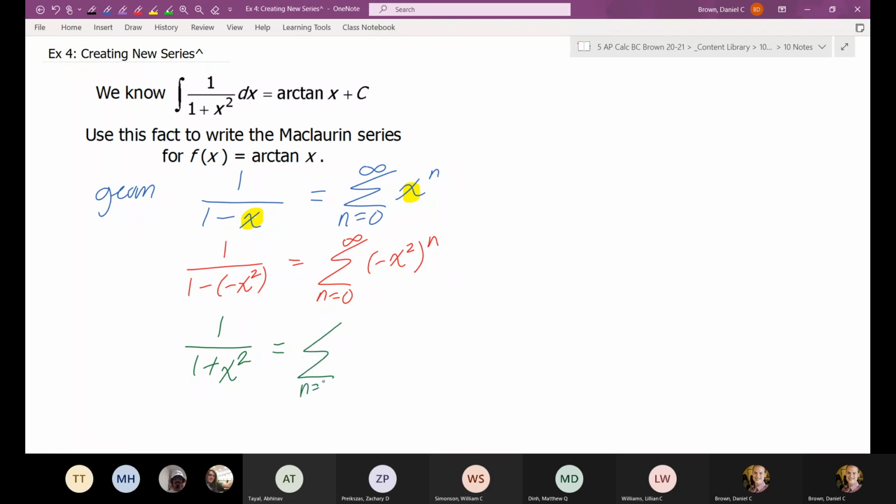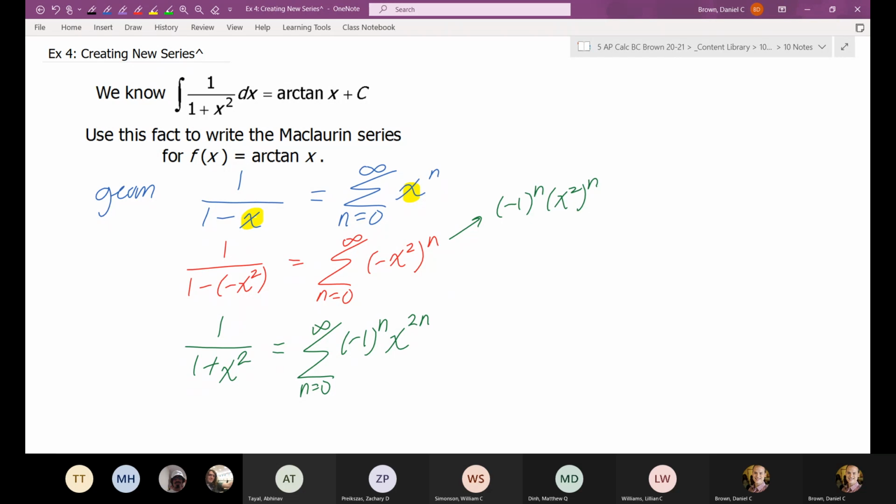Simplifying this other side. I have negative 1 to the nth times x squared to the nth. So we end up with just negative 1 to the nth times x to the 2n. That is a new series in itself. We know that that series converges to 1 over 1 plus x squared.